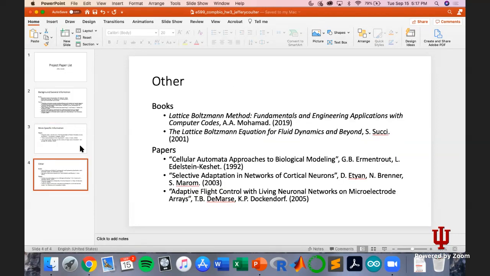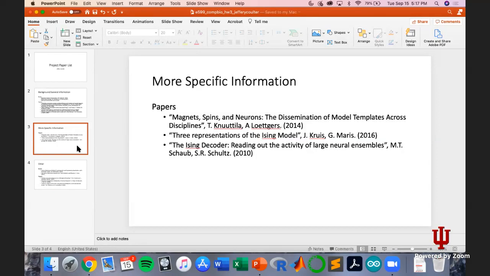And then this is not so important. That was just lattice Boltzmann stuff for other, maybe longer term ideas. So yeah, that's where I'm at right now.